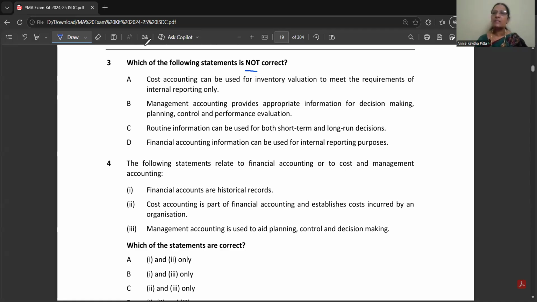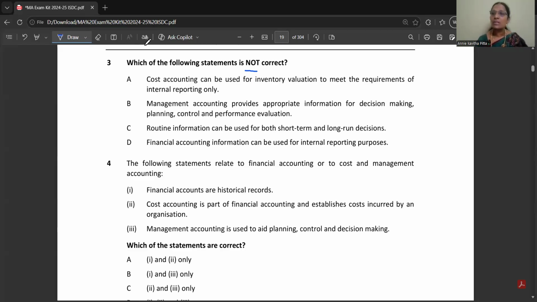Management accounting is basically accounting for management. There is no need that management accounting has to be mandatorily followed in an organization, it is optional. And if it is followed in an organization, it is to help the management take better decisions. Now that is the goal there. So now, out of the four options, which one is not correct is what we are looking at. The first one says cost accounting can be used for inventory valuation to meet the requirements of internal reporting only.